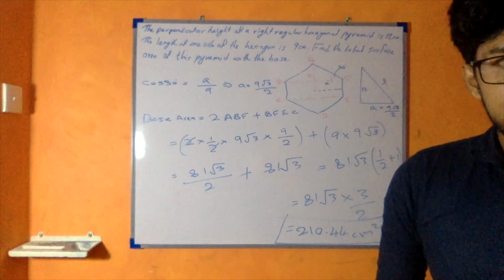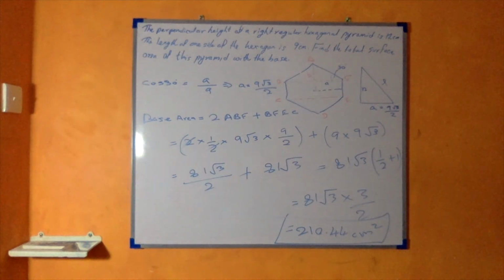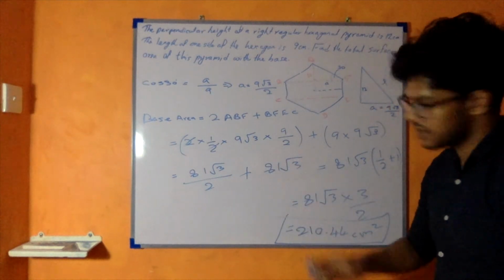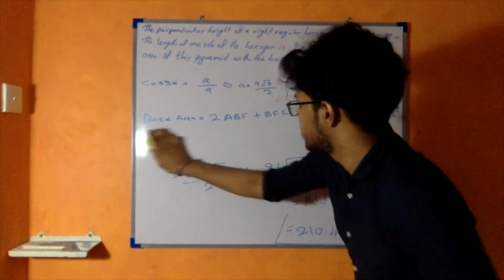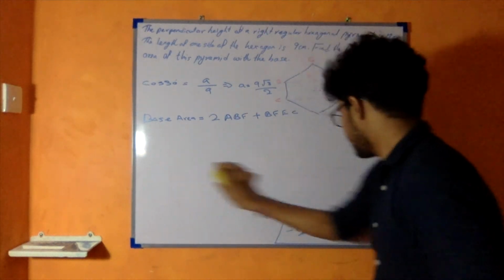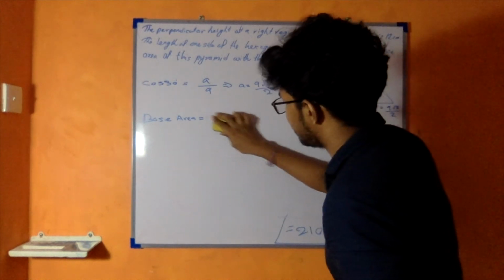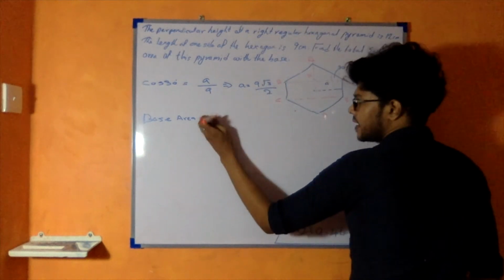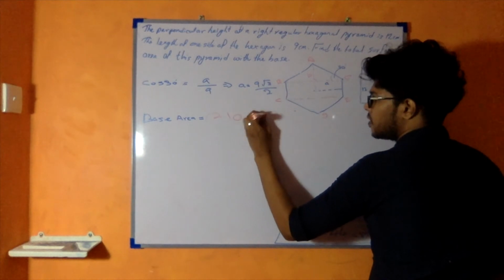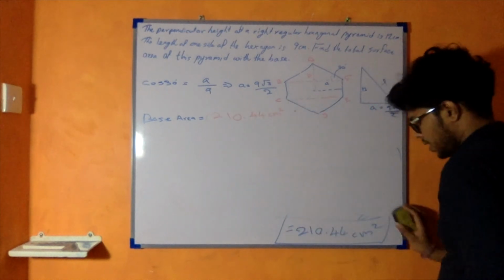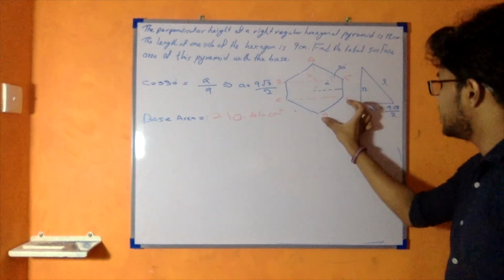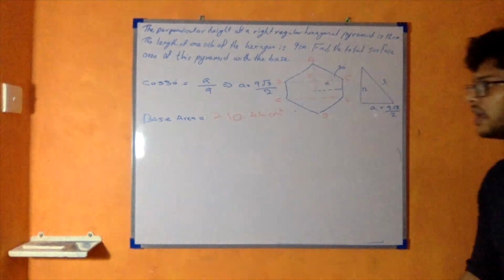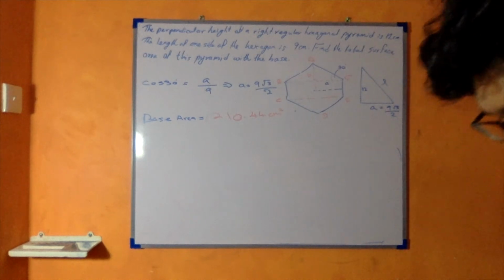Okay, so I will write it down separately. The area of the base is... So let me erase this calculation, and I will only write down the area of the base, which is 210.44 centimeters square. Okay, done. Then now I need to find the area of the triangular surface. So what is the area of the triangular surface?